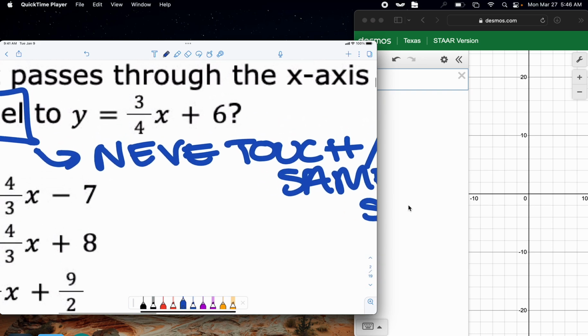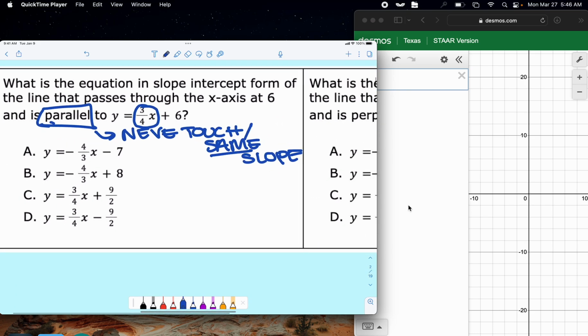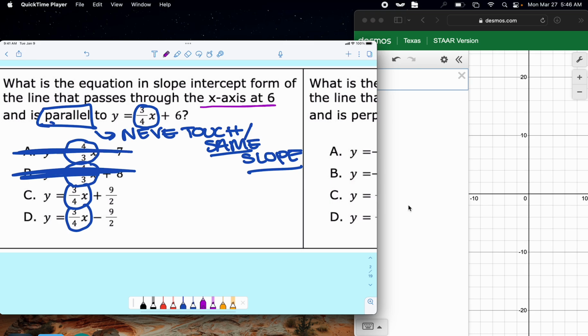So if I'm looking at this equation right here, my slope is 3 over 4. I want the same slope. So look at all your answer choices. What numbers with x? The only ones that have 3 over 4 are C and D. So we're going to eliminate A and B. Now, we have x-axis at 6. So when it touches the x-axis at 6, you're creating a point, which is actually 6, 0.